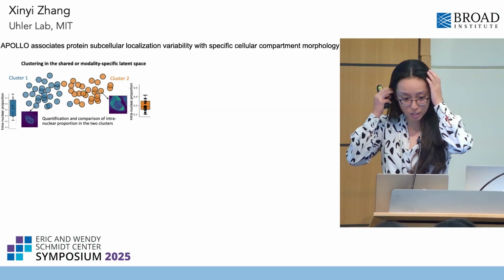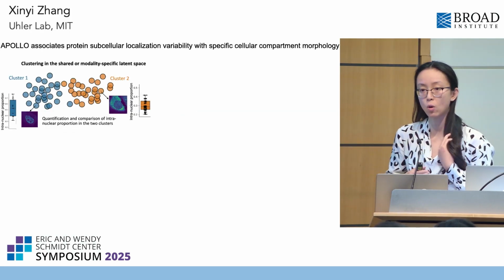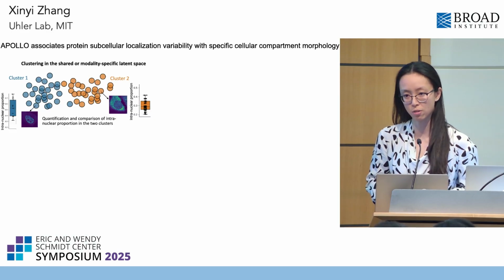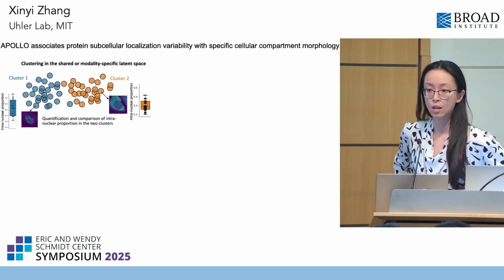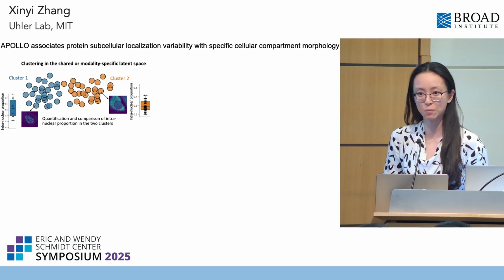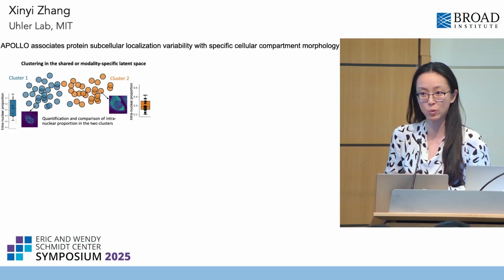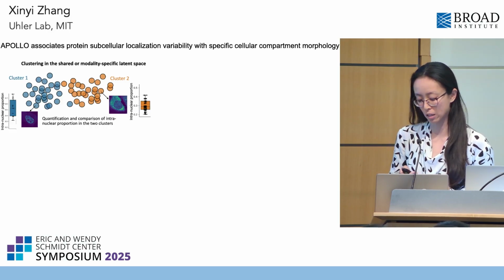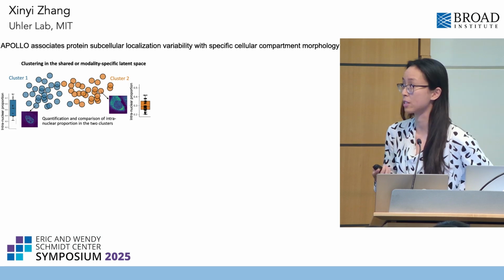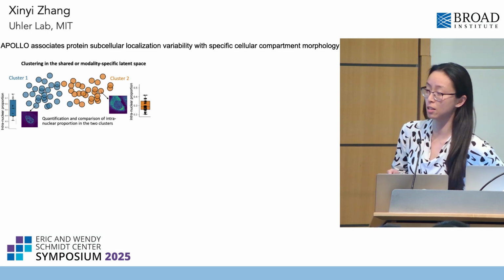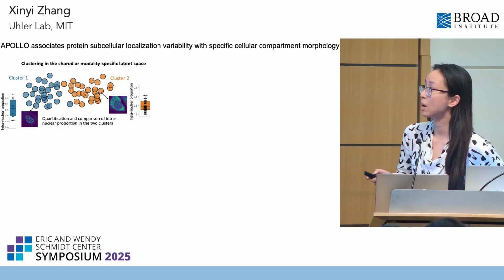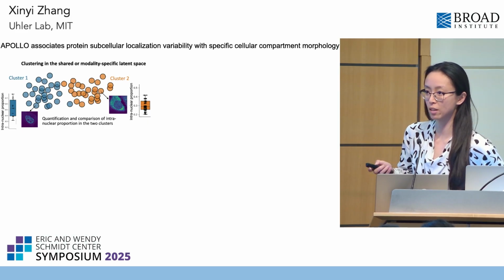Additionally, we've seen that protein localization is quite variable across cell lines and also across single cells. We want to understand what the source of this variability is. Is it the nucleus stain that's different, or is it the microtubule stain that's different, and which one is causing the differences in localization across different single cells? So to do that, we can probe the shared or modality-specific latent space by clustering the cells in each latent space and looking at the properties within each cluster.